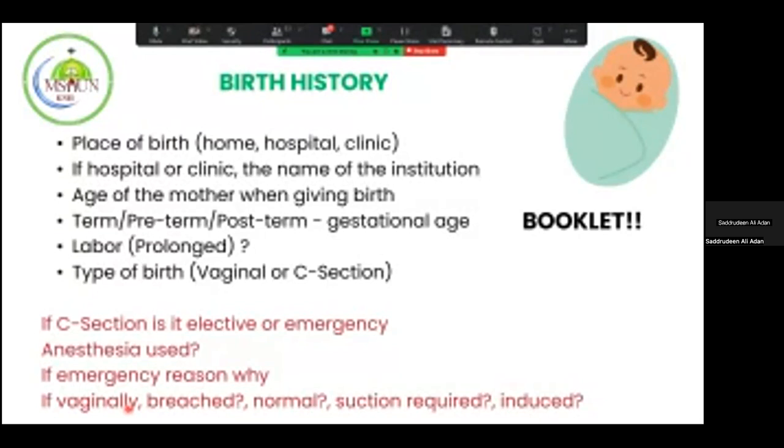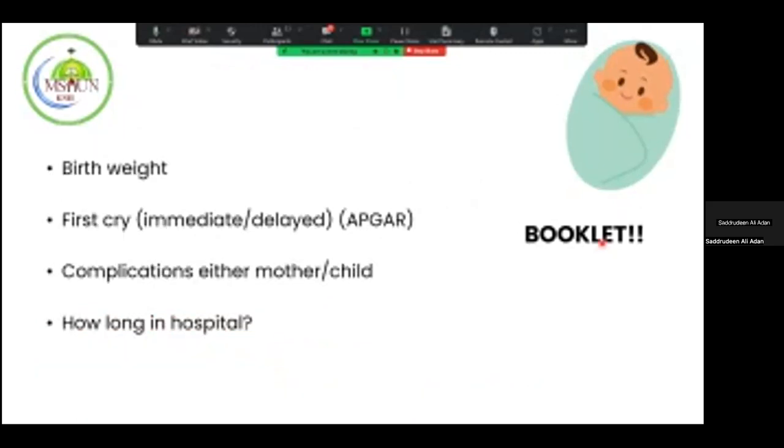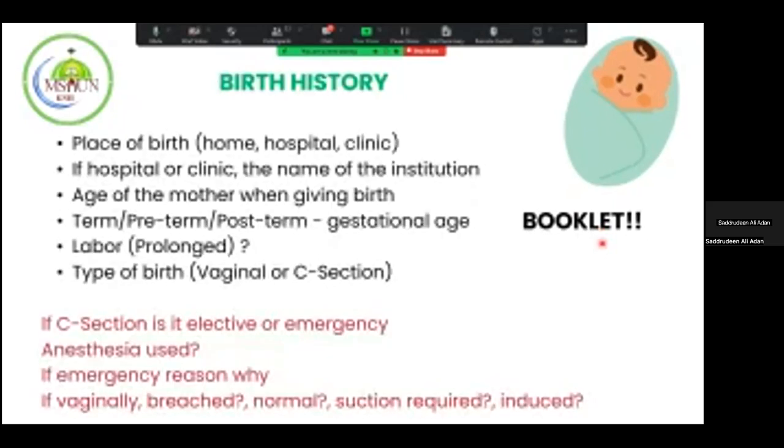And all this information, I know even the most perfect mother cannot know everything. That's why it's very important, especially if the baby is under 5 years in Kenya, the mothers always have a booklet with them. Good to check the booklet. Everything will be in the booklet. So for birth history, have a rough overview of the booklet before going to the mother, because the mother might forget.